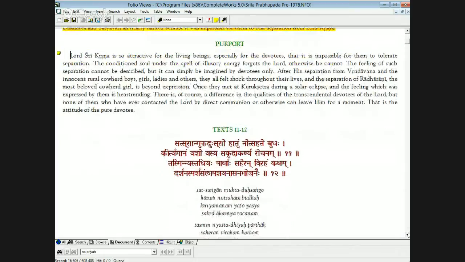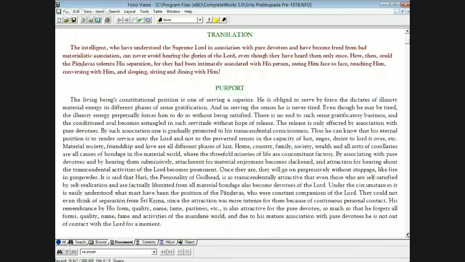Now I stopped after that marking because every word was sweet. The intelligent, who have understood the Supreme Lord in association with pure devotees and have become freed from bad material association, can never avoid hearing the glories of the Lord, even though they have heard them only once. How then could the Pandavas tolerate his separation, for they had been intimately associated with this person, seeing him face to face and touching him, conversing with him, sleeping, sitting and dining with him?